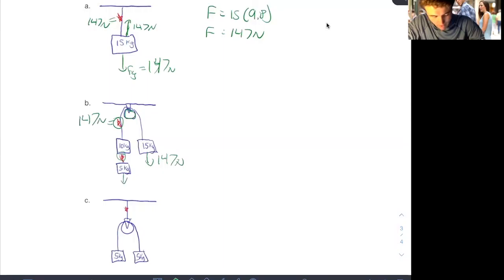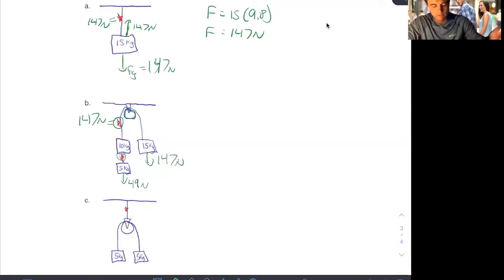It's going to be pulling down with a force of gravity, right? So 5 times 9.8, which is 49 newtons, right? So I should have known that, 5 times 9.8. Did I do my math right on that? Let's check real quick. 5 times 9.8, yeah, 49.